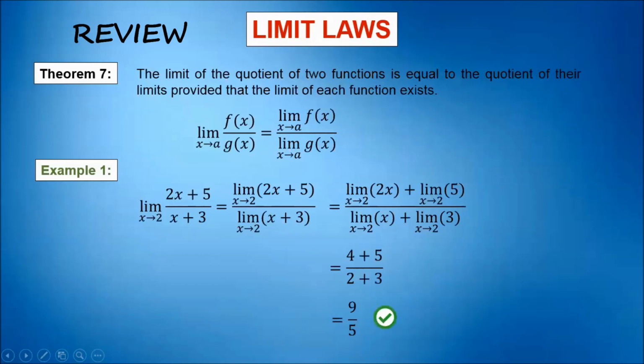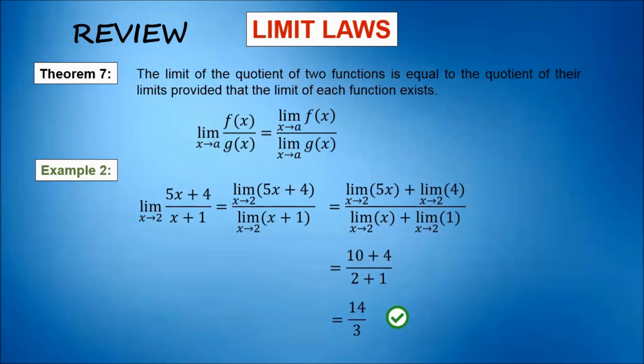The next theorem that we discussed is theorem number 7, which is the limit of the quotient of two functions. Our example for that is like a rational function. So limit of 2x plus 5 all over x plus 3 as x approaches 2. By applying our theorem, the answer for that is 9 over 5.